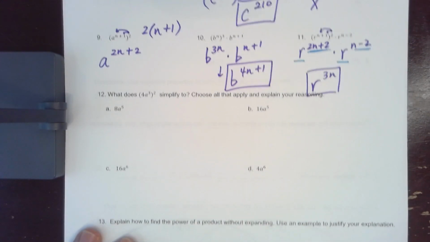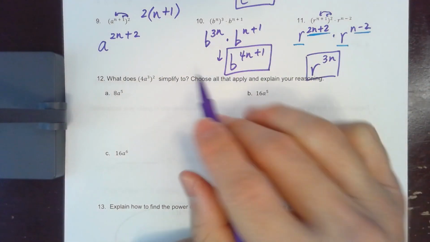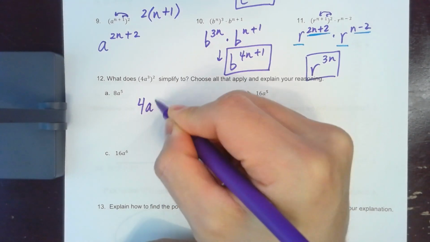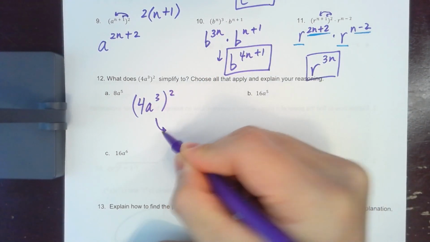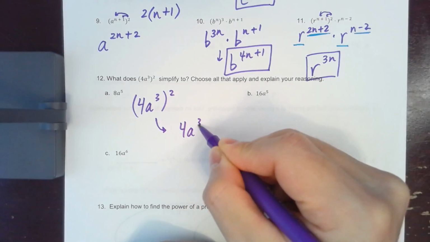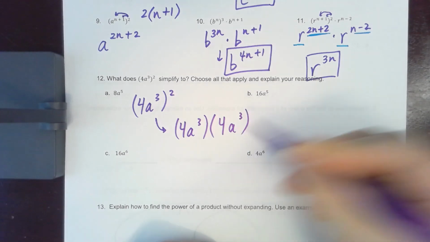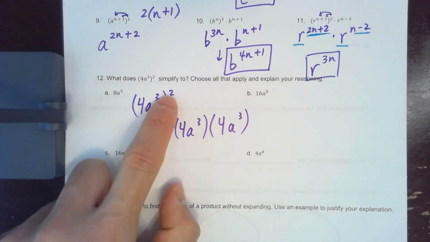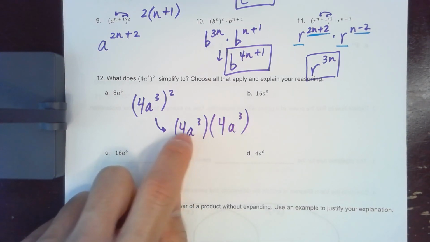Okay, let's take a look at number 12. It says, what does (4a cubed) squared simplify to? Okay, so I'm going to expand it one more time just for us to reiterate how important it is. This expands to 4a cubed times 4a cubed, right? Because whatever is in that group, you're squaring it, you're telling that group to multiply itself twice.